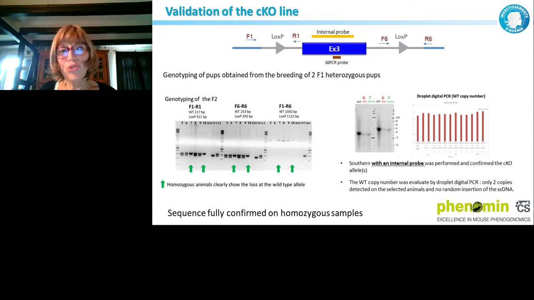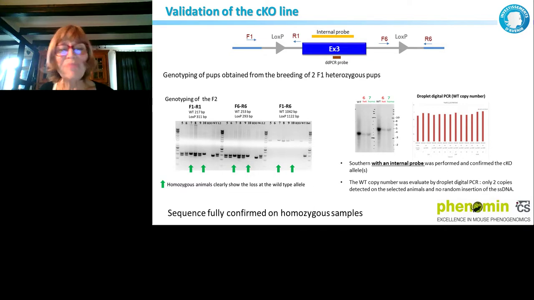And we also used droplet digital PCR. We put in an internal probe, but a smaller probe, by droplet digital PCR, and we have only 2 copies of the wild type allele. That was great. And on the homozygous, we were also able to fully sequence everything we introduced. And what can be dangerous with single-stranded DNA, and I still believe it is the case on any project, is that you can introduce mutations that you don't master.